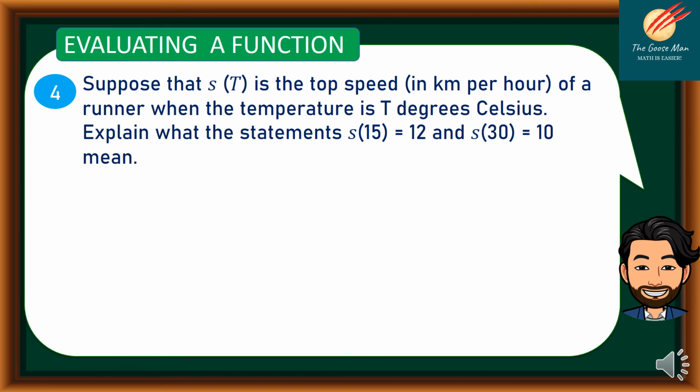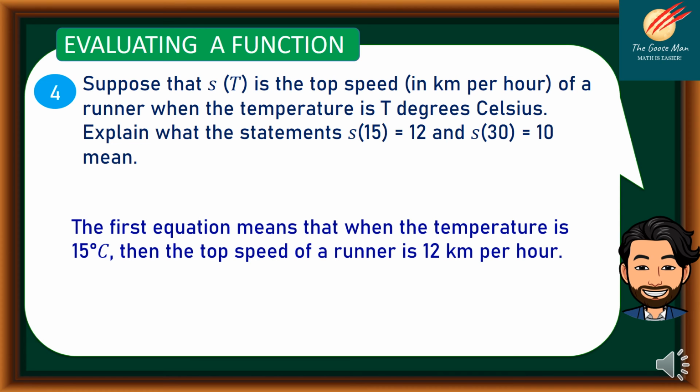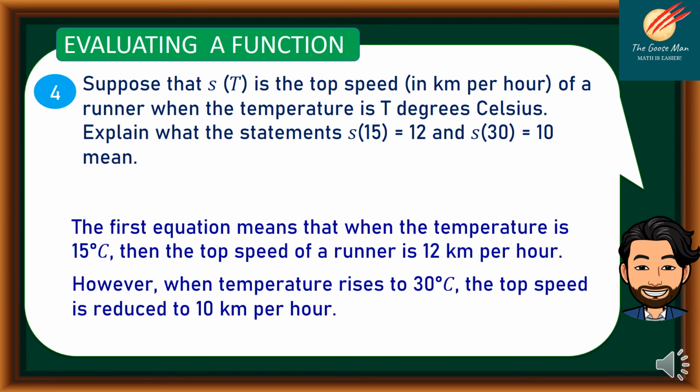Let's have an application on sample number 4. Suppose that s of t is the top speed in kilometers per hour of a runner when the temperature is t degrees Celsius. Explain what the statements s of 15 is equal to 12 and s of 30 is equal to 10 mean. The first equation means that the temperature is 15 degrees Celsius, then the top speed of the runner is 12 kilometers per hour. On the other hand, when the temperature rises to 30 degrees Celsius, the top speed is reduced to 10 kilometers per hour.